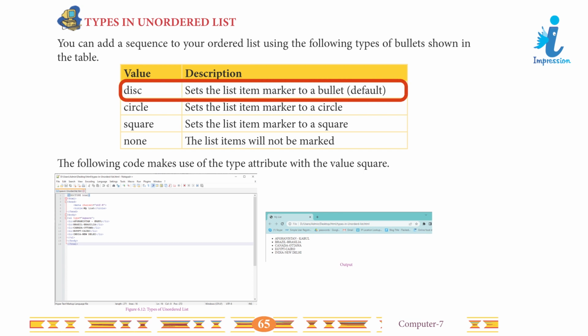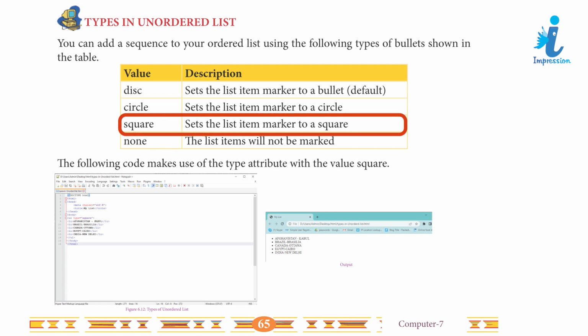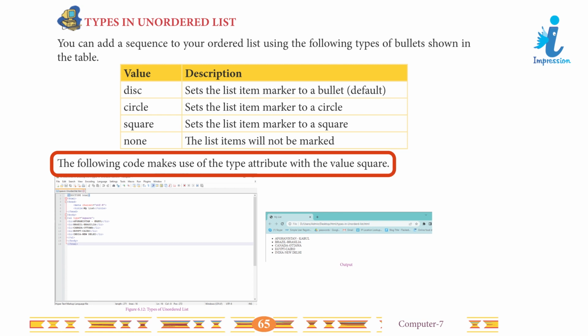Disk sets the list item marker to a bullet, which is the default. Circle sets the list item marker to a circle. Square sets the list item's marker to a square. None, the list item will not be marked. The following code makes use of the type attribute with the value square.